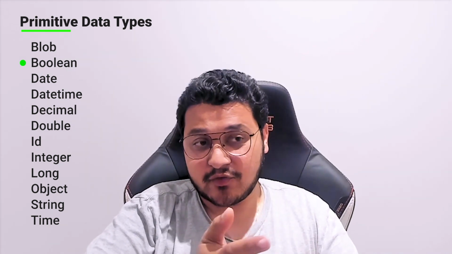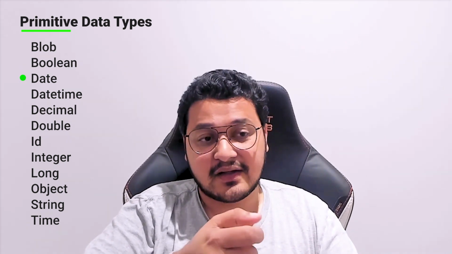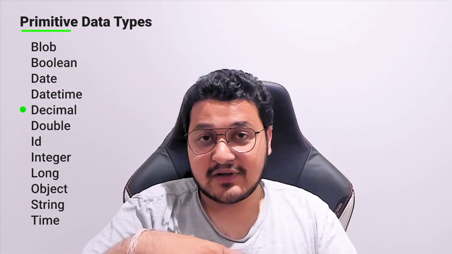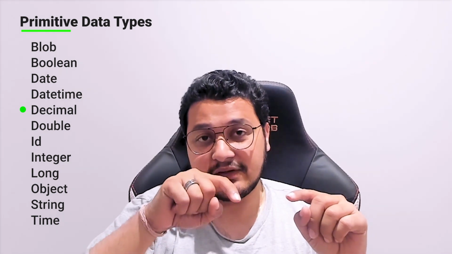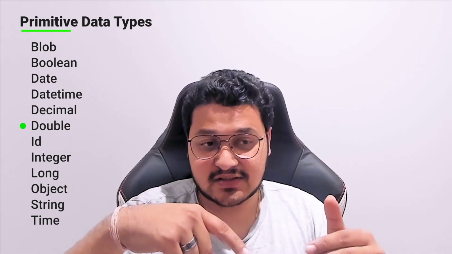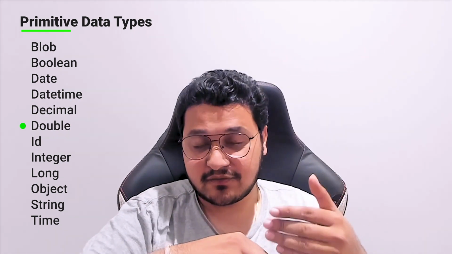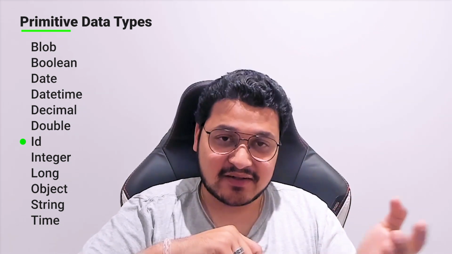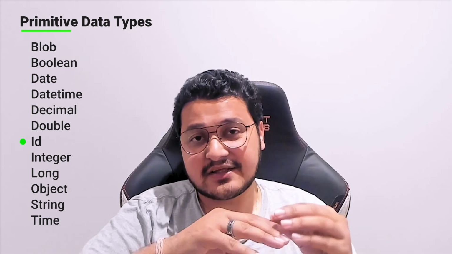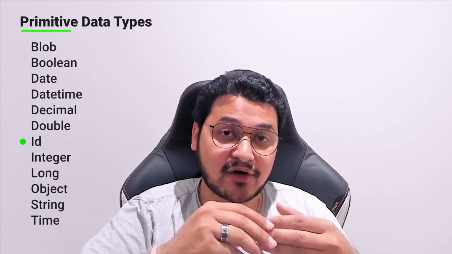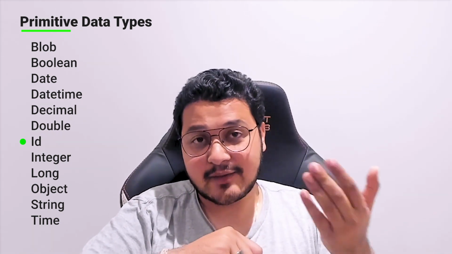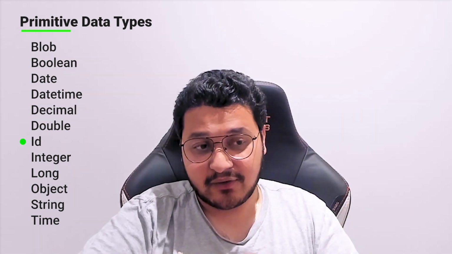Boolean is straight away true and false. Date is your date. Datetime is date and time associated together. A decimal value is like 123.4567. That would be your decimal. Double is just another enhanced way of storing the decimal. ID, if you have gone through the Salesforce admin videos, you would have understood what an ID is. ID is the unique key to identify a particular record in Salesforce. That ID is also a data type in Apex, so you can easily play around with your data.